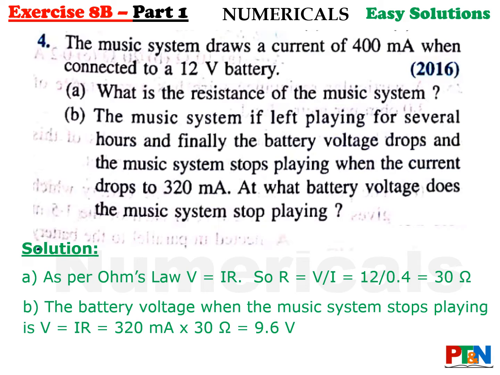Now when the music system is stopping, at that time the current is 320 milliampere and you know the resistance. So you need to find out the voltage. So now again Ohm's law, V is equal to I into R, 320 milliampere into 30 ohm. That will give you 9.6 volt. Simple application of Ohm's law, V is equal to IR.